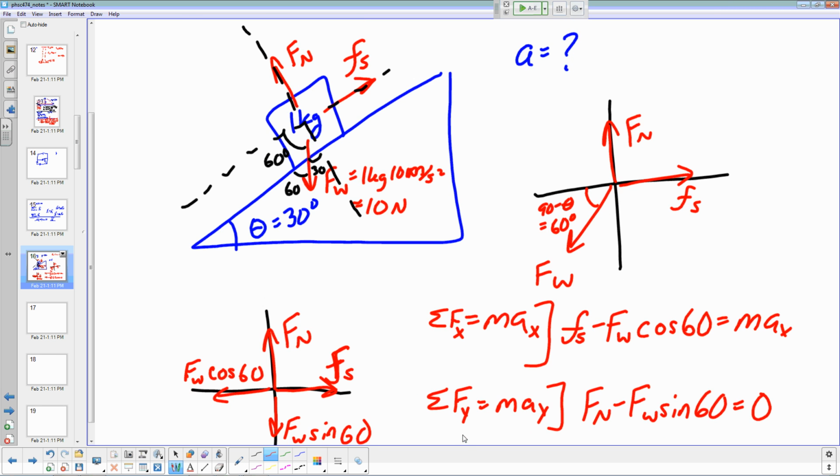Okay, so let's see. We want to know the acceleration of the block. That is this acceleration. Something I didn't give you is the coefficient of kinetic friction. Let's make it small enough so we get something. I'm going to say that it's equal to 0.01.